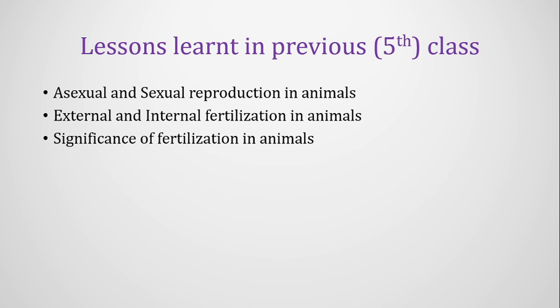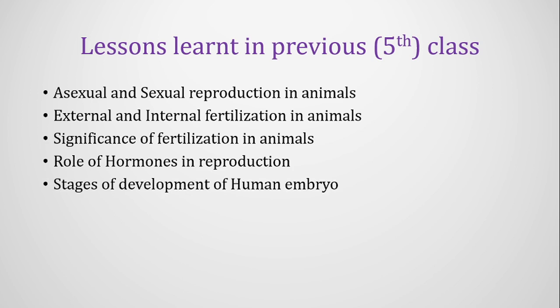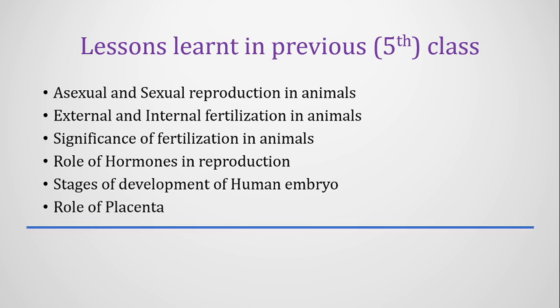The significance of fertilization in animals is to restore the chromosome number and to determine the sex of the fetus. We discussed the role of reproductive hormones in the expression of different male and female characteristics and the development of male and female reproductive organs, and also some hormones related to pregnancy. We also discussed the development of the human embryo inside the mother's womb, during which a temporary organ called the placenta is formed. We have also discussed its role and function.